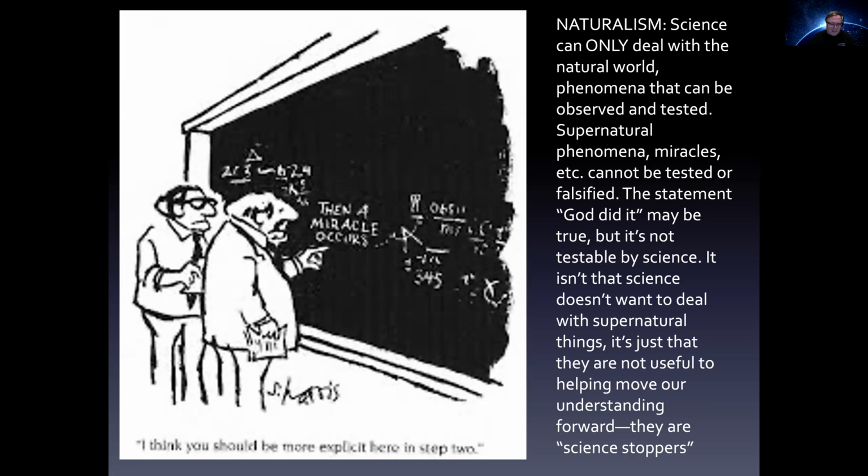It's not that science doesn't want to deal with the supernatural. It's that it's not a useful way to get forward in terms of understanding the world. If you say Zeus did it, then that ends the inquiry. Nothing more is allowed to be explained, okay? They call them science stoppers. As soon as you resort to a supernatural cause, you end all the scientific discussion. This famous little Sidney Harris cartoon says it very nicely. We have all these calculations on the board here, and then a miracle occurs, and then the rest of the calculations, and the caption says, I think you should be more explicit here in step 2, right? In other words, miracles are not something scientists deal with or can deal with.